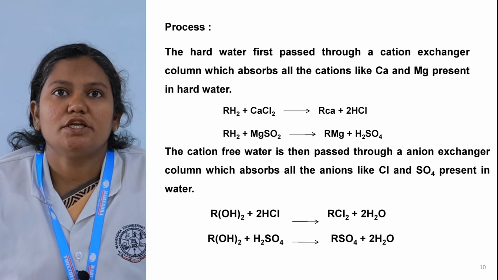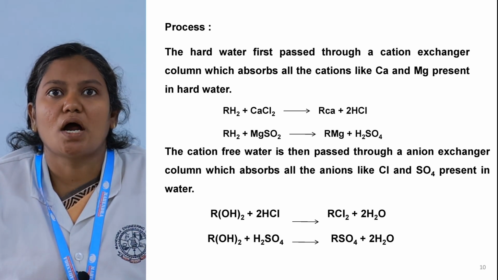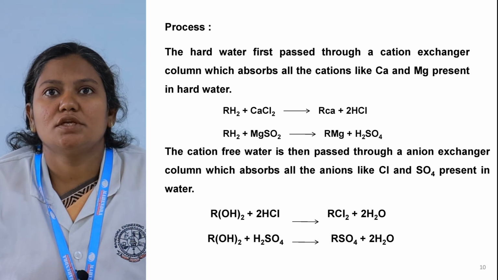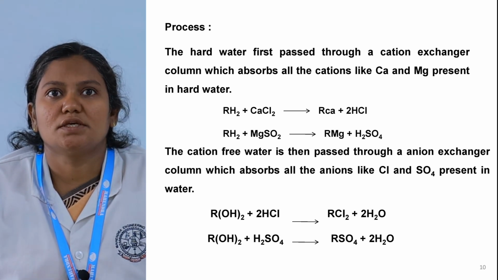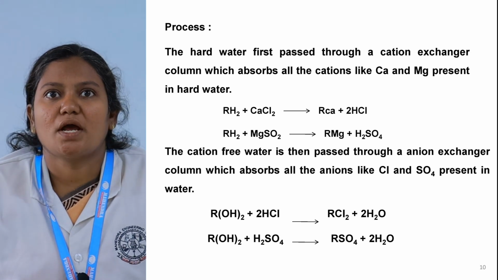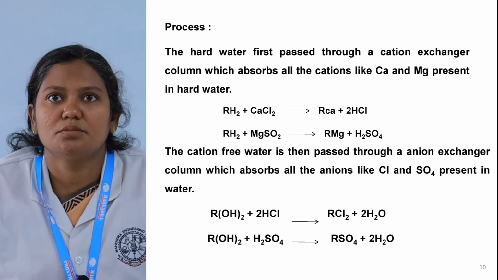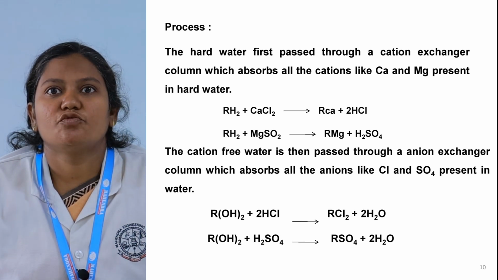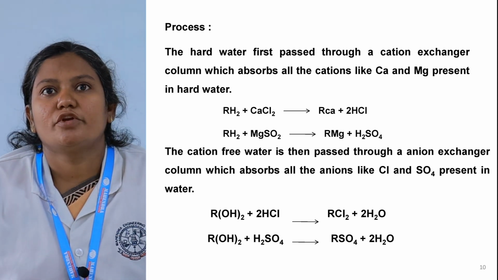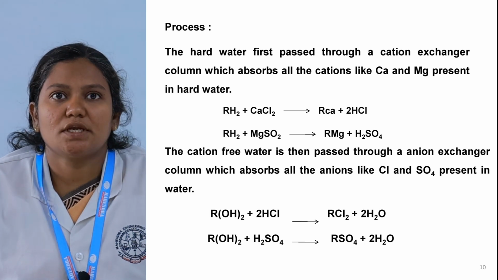Calcium and magnesium ions are responsible for hardness in hard water. That undergoes reaction to give RCa plus HCl. If it is magnesium sulfate, again the hardness causing ion magnesium, so RMg plus H2O. Now the water is free from cations. We have removed the cations present in the water.